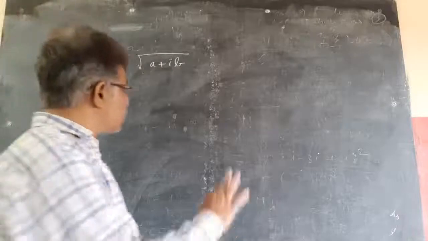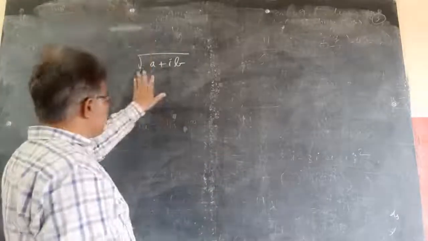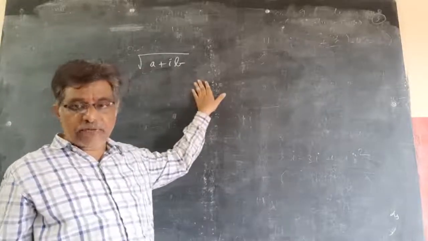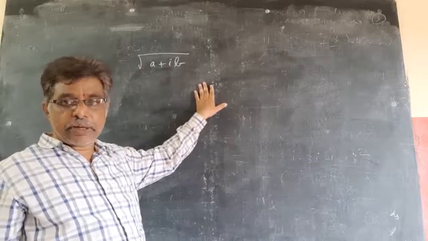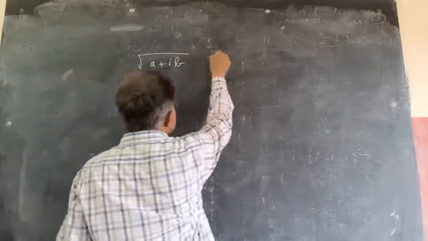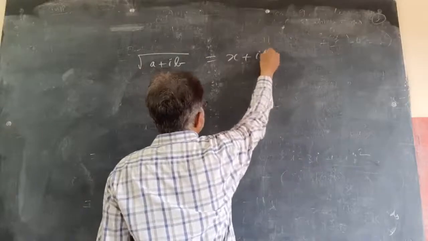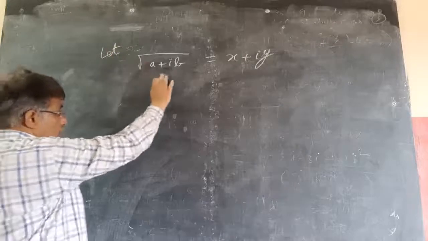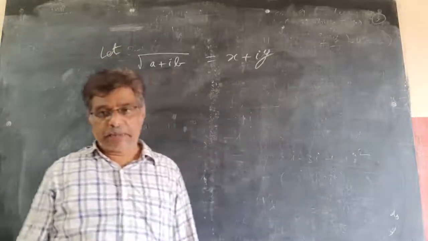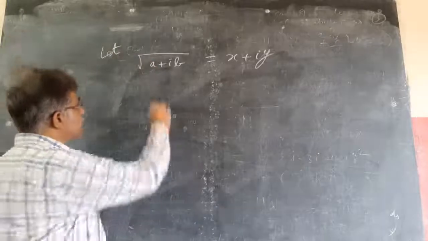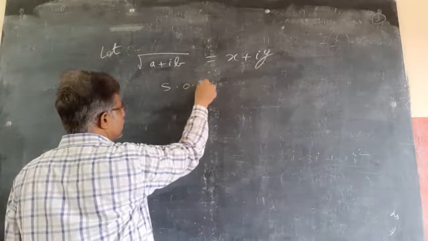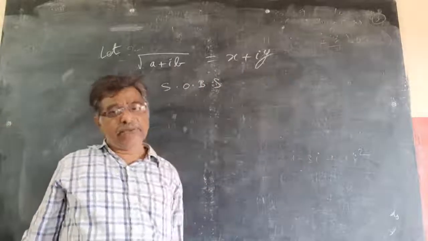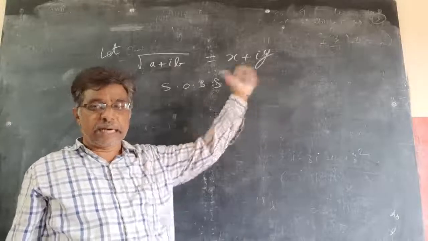How to find the square root? First of all, the procedure we will learn. Root of a plus ib is how much, I don't know. If I find a square root of a complex number, I will get some complex number only. So I will assume that it is equal to some x plus iy. Let root of a plus ib equal x plus iy. Whenever we are asked to find the square root of a complex number, let it be some other complex number x plus iy. I don't know what x and y are; that I will find now.